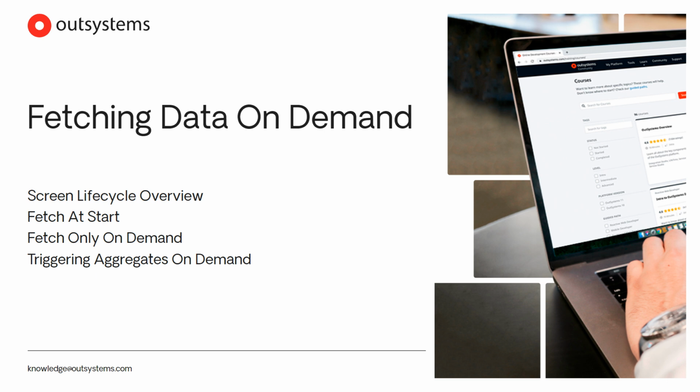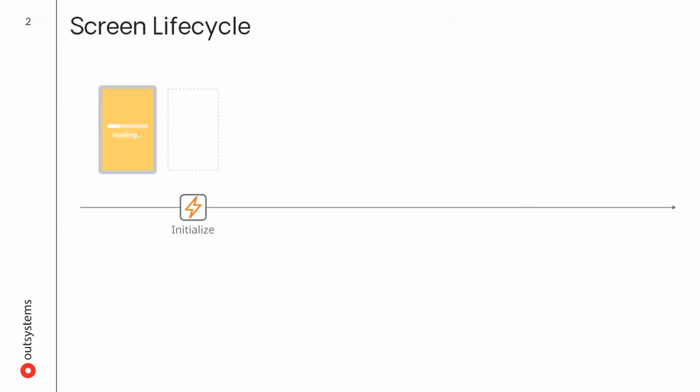In this unit, after briefly summarizing the screen lifecycle, we will introduce the fetch property of the screen aggregates and its two options, at start and only on demand. We will also talk about the impact both options have on the lifecycle. Finally, we will learn how we can trigger aggregates that are defined as only on demand. Let's start by reviewing the lifecycle of a screen.